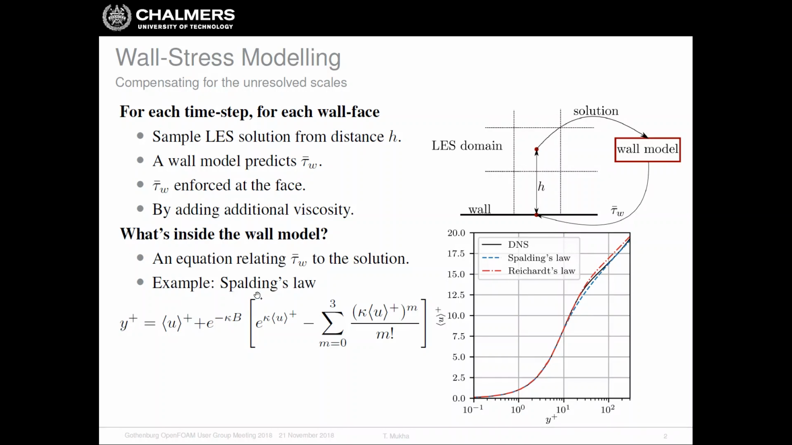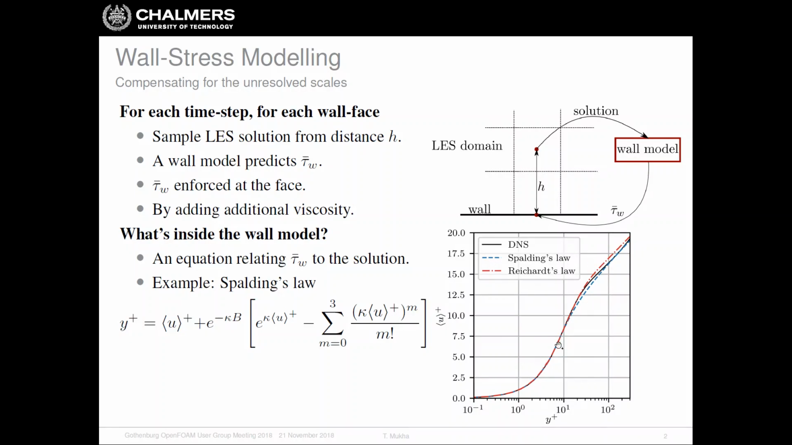Now, what is Spalding's law? You can think of it as a wall function, or you can think of it as a law of the wall. Basically, it is a fit to the mean velocity profile inside a flat plate turbulent boundary layer. If we look at this figure here, we have the mean velocity profile of a TBL in inner coordinates and plus scaling. And we have some DNS data to show the truth, so to speak.